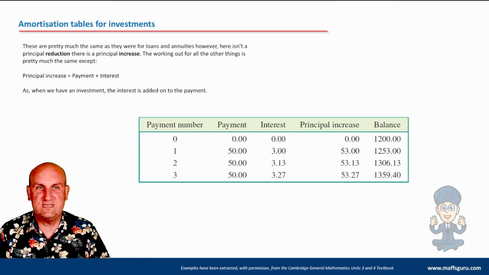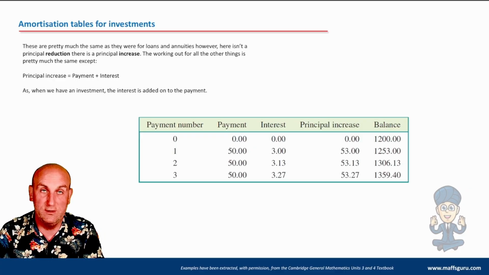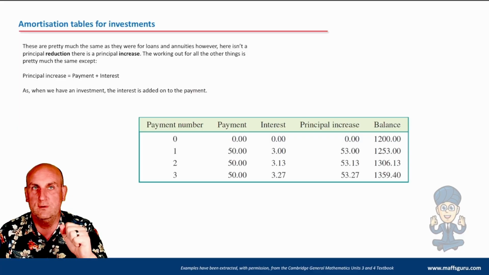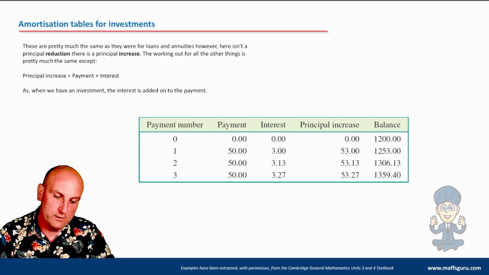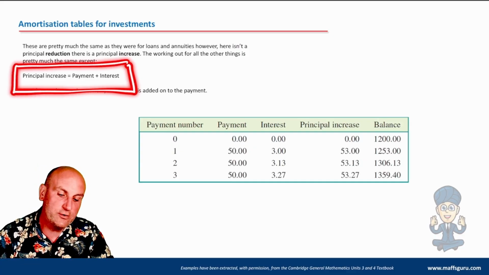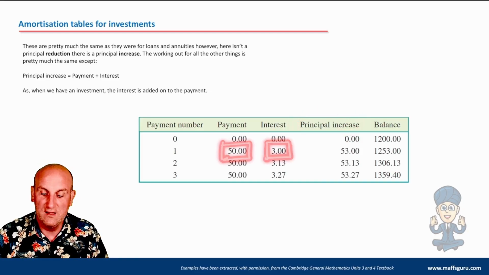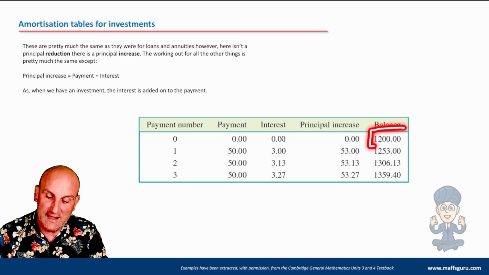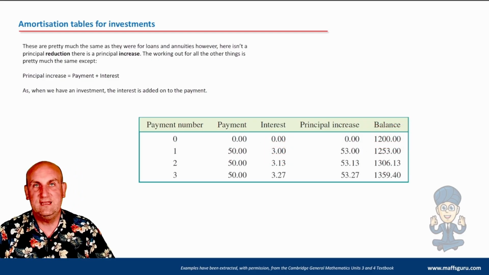Amortization table for investments. Now, when I'm paying in money, hopefully my balance is going to get higher and higher. And you've got to make sure that for these questions, you understand the difference between an investment and a loan and an annuity. When you read the questions, I'd have it in your summary book. When you do an annuity and a loan, you do the payment minus the interest. When you are doing an investment, you'll notice the table has become principal increase, which is basically the payment plus my interest. The table works in exactly the same way. This balance plus this increase gives me my new balance. If I wanted to work out the interest, I do 3 divided by 1200 times 100, and so on.